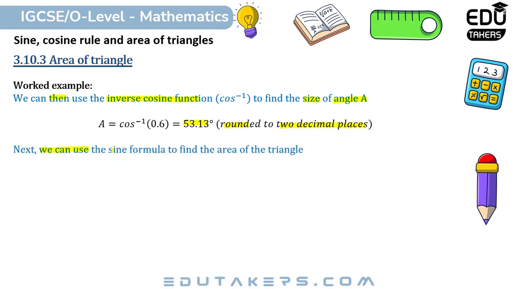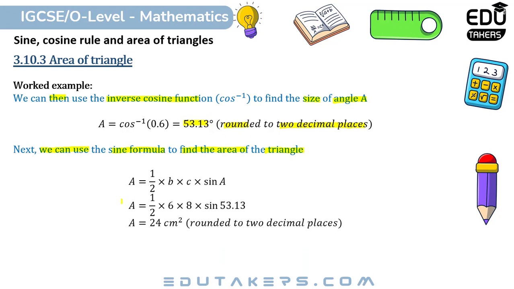Next, we can use the sine formula to find the area of the triangle. A equals 1 over 2 times b times c times sine of angle A. Putting these values, we get A equals 24 cm squared, rounded to 2 decimal places. Therefore, the area of the triangle is 24 square centimeters.